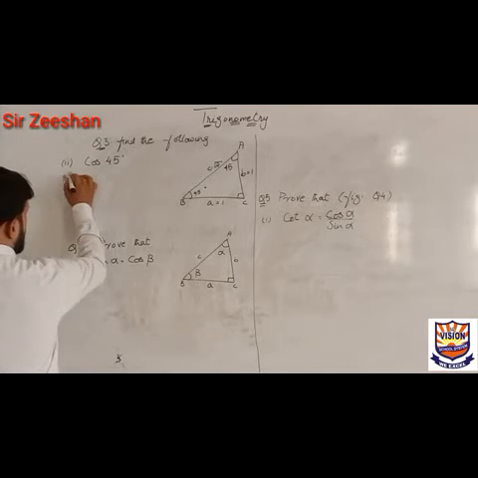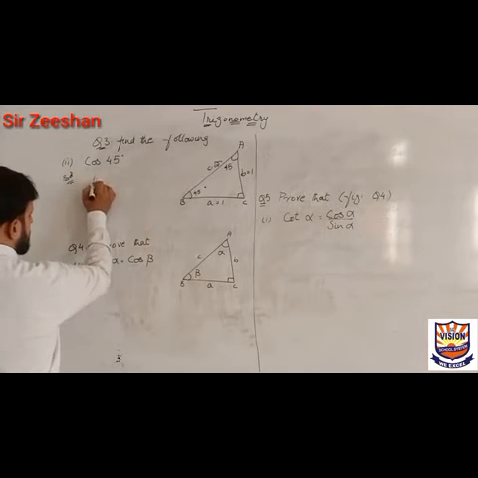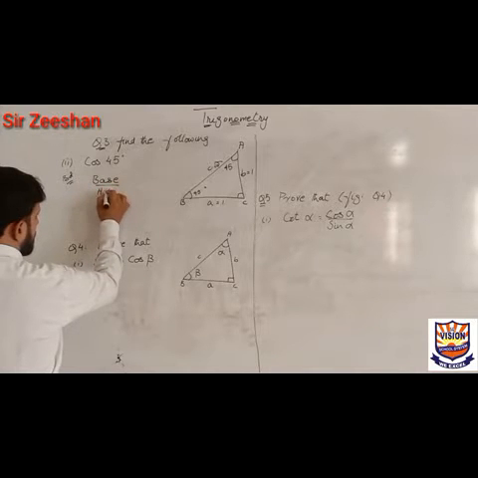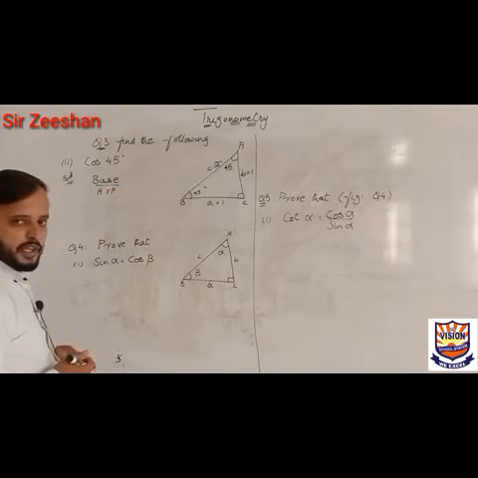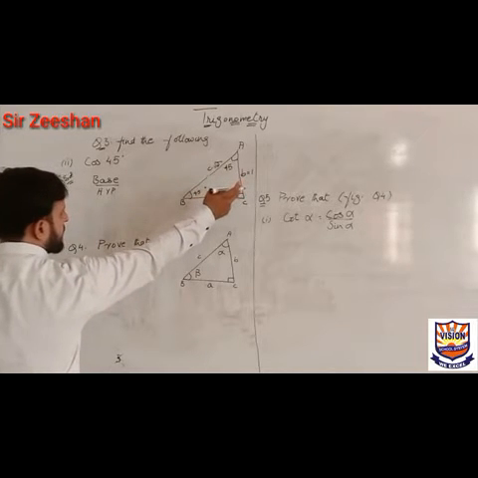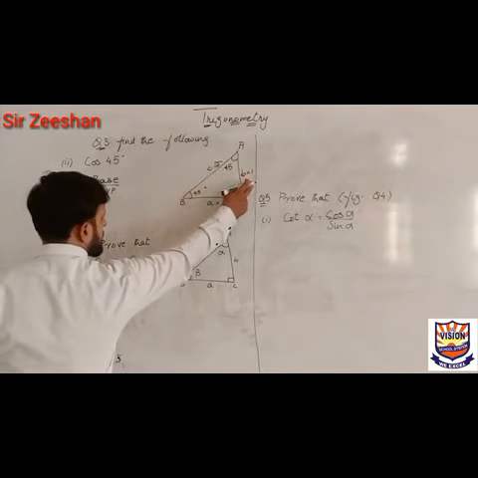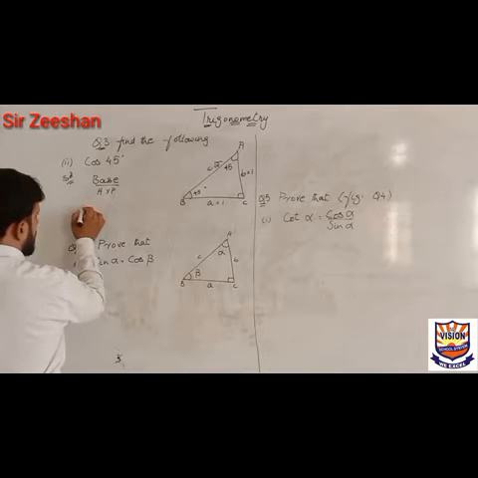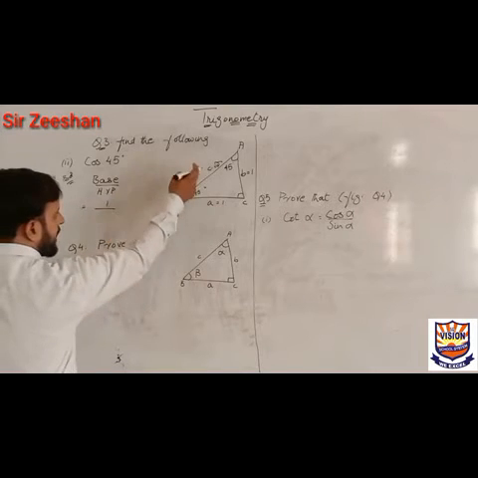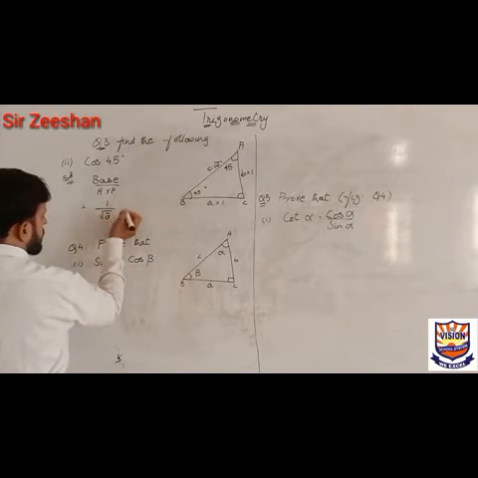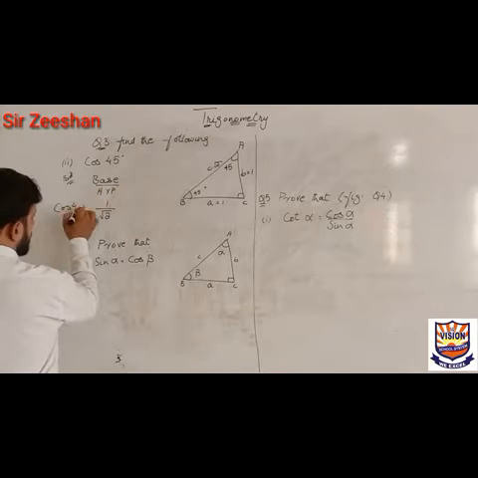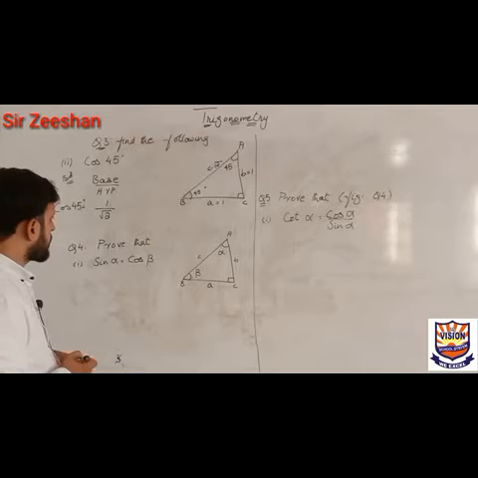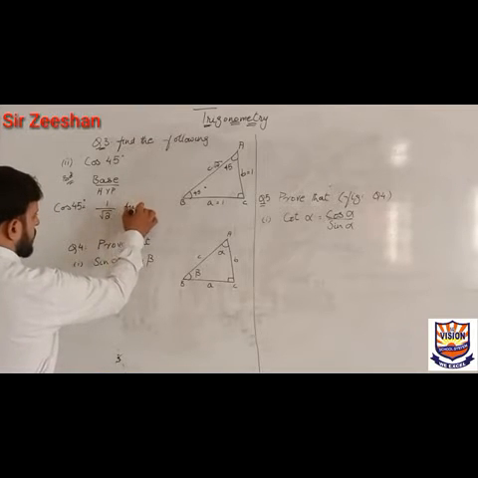Write the formula of cos. Cos means base upon hypotenuse. If we look at the values, what is the value of base here? This is hypotenuse, this is base, and this is perpendicular. So the value of base is 1, and the value of hypotenuse is radical 2. So cos 45 degree is equal to 1 upon radical 2. So it's quite easy, and you're done with your answer also.